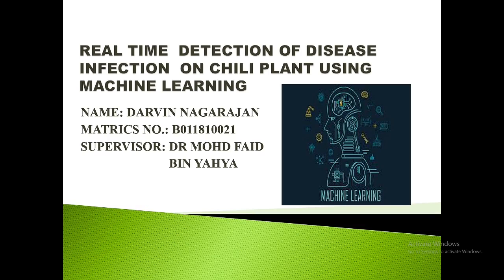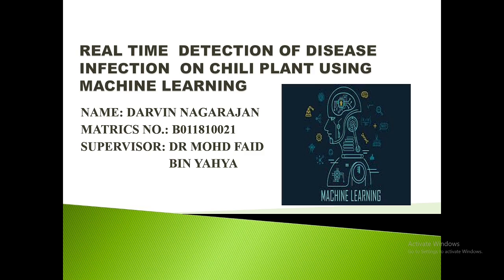Hello everyone, I'm Darwin Nagarajan and my metric number is B0118100021 and my supervisor name is Dr. Muhammad Fahid bin Yaya. Today I'm going to present my FYP1 presentation which is titled Real-Time Detection of Disease Infection on Chili Plant Using Machine Learning.